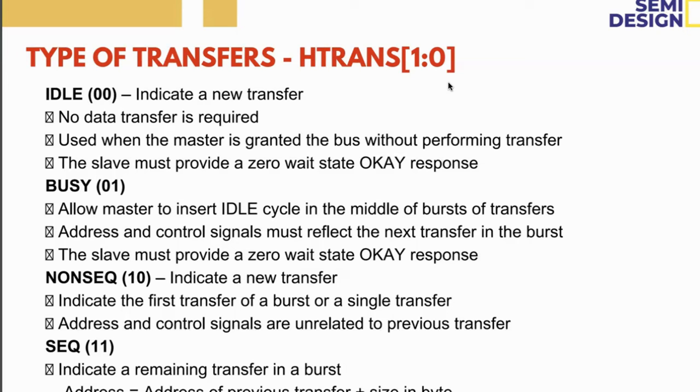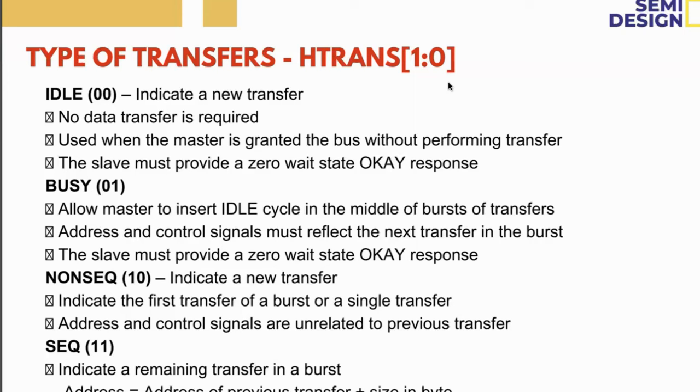Next one, 01. 01 means a busy transfer. Busy transfer enables the master to insert idle cycles in the middle of the burst. Busy in the sense the master is doing some operation. Whatever transfer it was doing before was not completed, and it needs some time. For the next cycle also, it needs some time to complete the previous cycle's transfer. So the master is indicating busy, so that the slave will not get any data. Slave will provide zero wait state and okay response. That is the busy state. And the slave will treat it the same as idle. Slave will ignore this one.